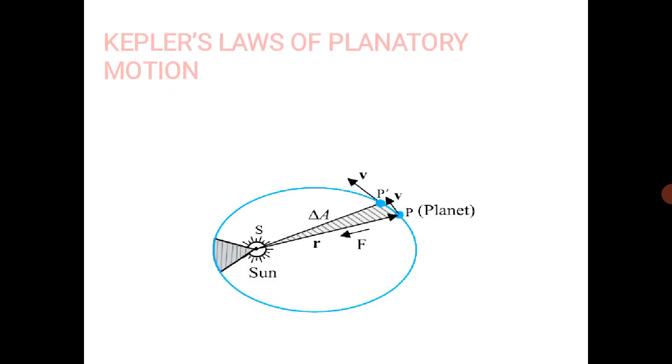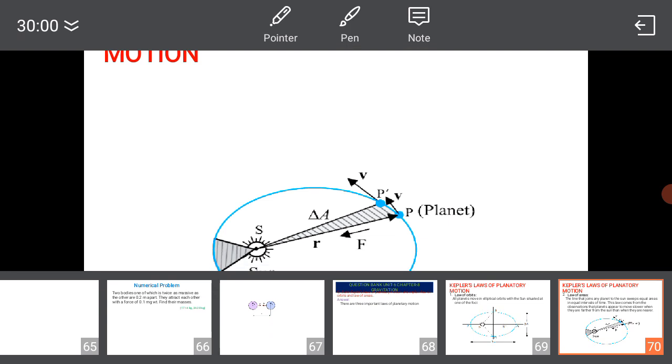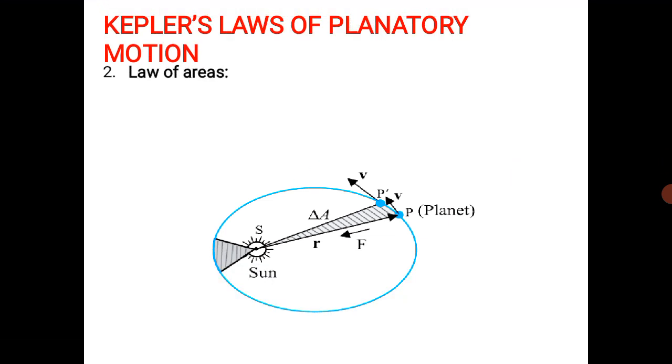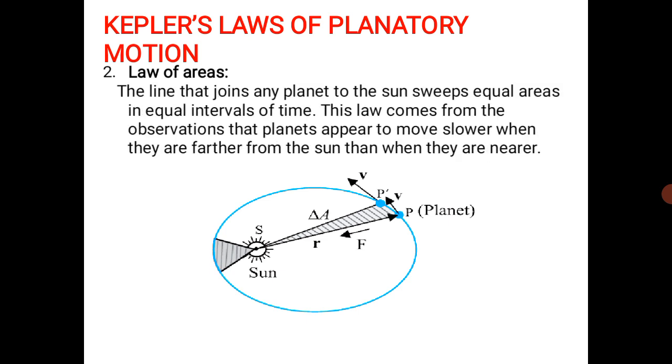Okay, next we go to the law of areas. What does the law of area say? See, the planets which are revolving around the sun in an elliptical orbit, we have already discussed in the first law. This law states that the line that joins any planet to the sun sweeps equal areas in equal intervals of time.